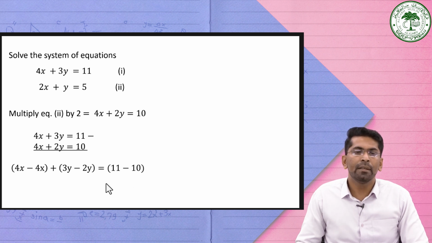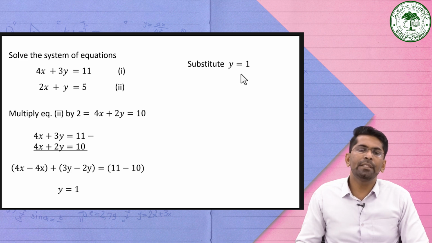So 4x will be cancelled out. Then 3y minus 2y is equal to y, and 11 minus 10 is equal to 1. The value of y is equal to 1. And now we can substitute this value into one of the original equations, either equation number 1 or 2, so that we can find the value of x as well. So here, substituting y is equal to 1 in equation number 1.